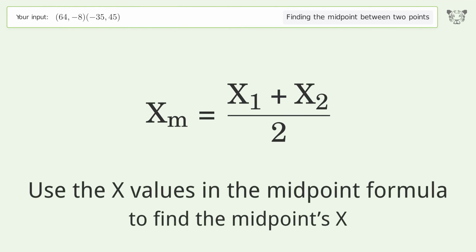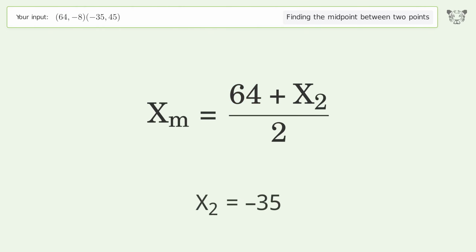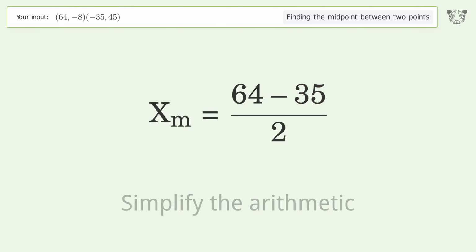Use the x values in the midpoint formula to find the midpoint's x. x1 equals 64. x2 equals -35. Simplify the arithmetic.